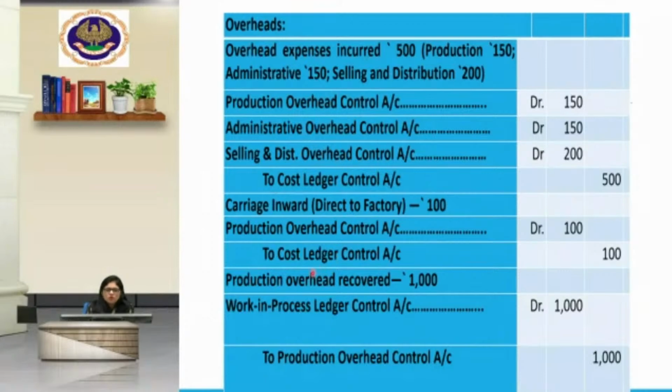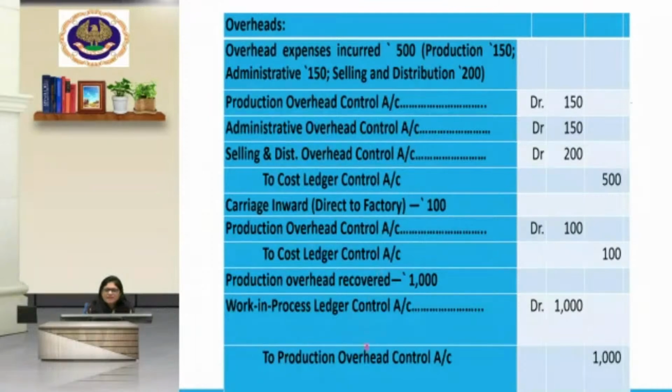Now they are absorbed. Any carriage inward goes directly to factory, so we are charging production control account to cost ledger. Production overhead will be absorbed to WIP account. I'm repeating: all three overheads will be absorbed. Production overhead will be absorbed to WIP. Admin overhead will be absorbed to finished goods. Selling and distribution will be absorbed to cost of sales.